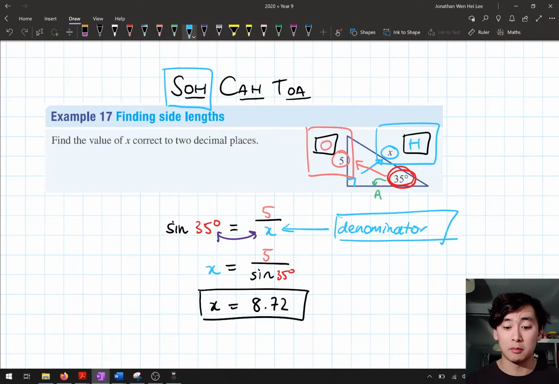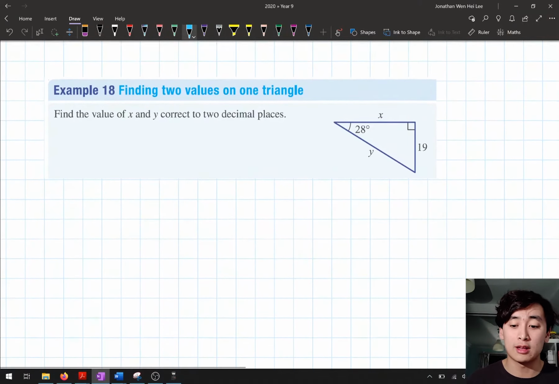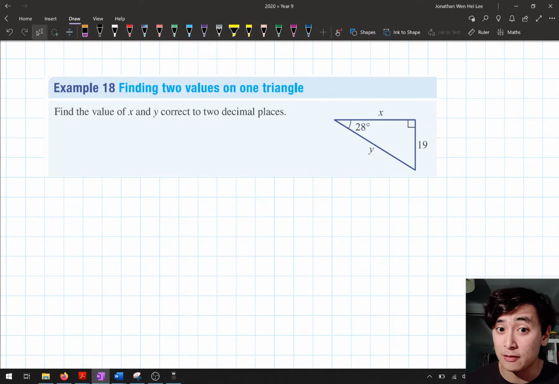Example just to get us a bit more practice. Okay, let's have a look at this one. In this triangle here, what you notice is you've got two missing sides. Ooh, two missing sides. I've got x and y. What we're going to need to do is apply two trig ratios instead of just one. So let's go do the exact same steps.